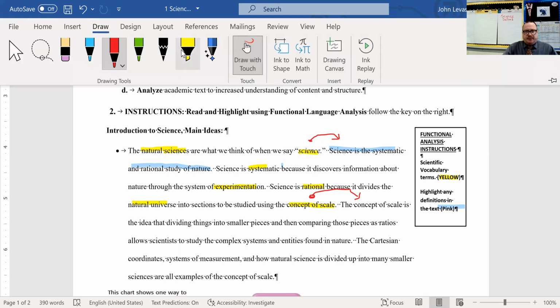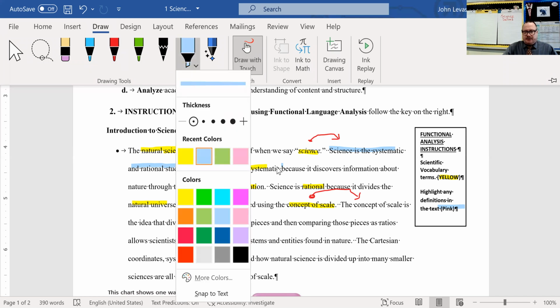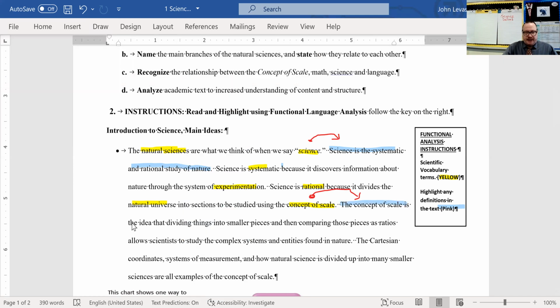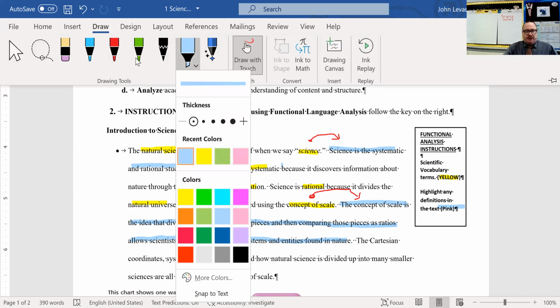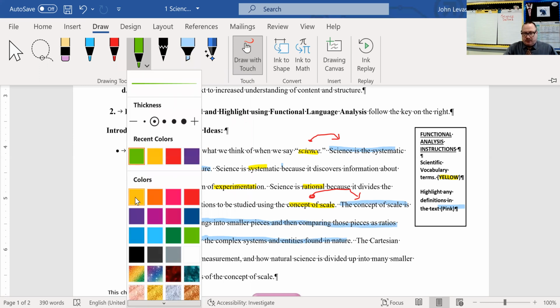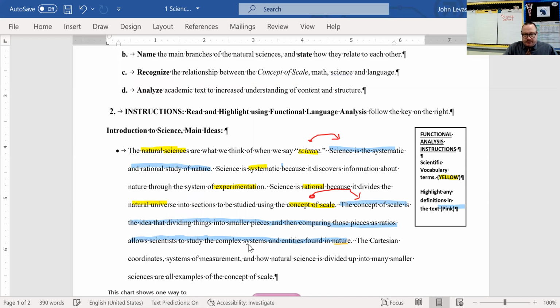So I'm going to put my blue highlighter on and highlight the definition. The concept of scale is the idea that dividing things into smaller pieces and then comparing those pieces as ratios allow scientists to study the complex systems and entities found in nature. And I'm going to go back and maybe I'll use a pencil here and underline with yellow, because I want to note that nature, complex system, scientists, ratio. Those are also all vocabulary words that I think are important. So I don't want to turn the blue into green, because when you mix blue and yellow, you get green. So I'm just going to leave it there like that.